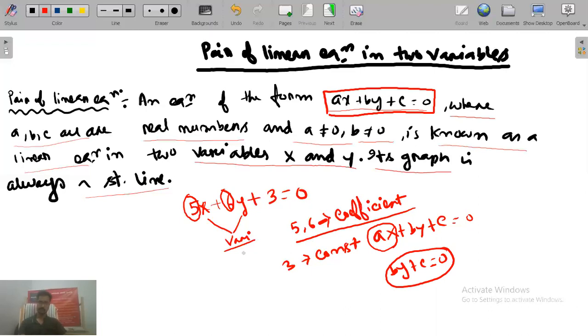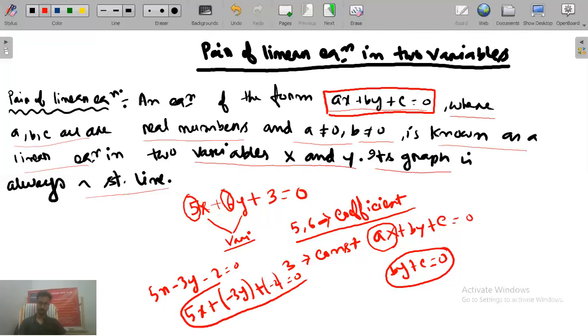5x minus 3y minus 2 equal to 0 is also a linear equation. Why? Because we can write 5x plus within brackets minus 3y, and within brackets minus 2, equal to 0. So the sign doesn't matter; what matters is that it is in the form ax plus by plus c equal to 0. The second condition is that these two coefficients cannot be equal to 0.